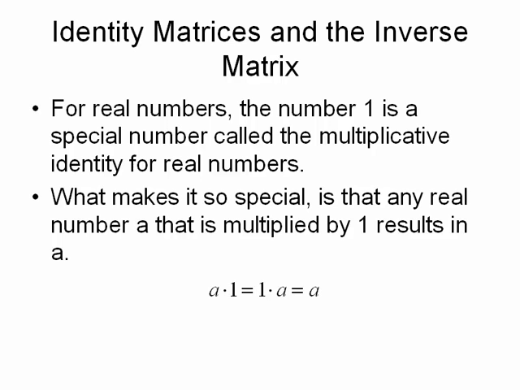What makes it so special is that any real number a that is multiplied by 1 results in a again. In effect, 1 identifies what you're multiplying by. So when I take a times 1, that's the same as 1 times a, which gives you a.